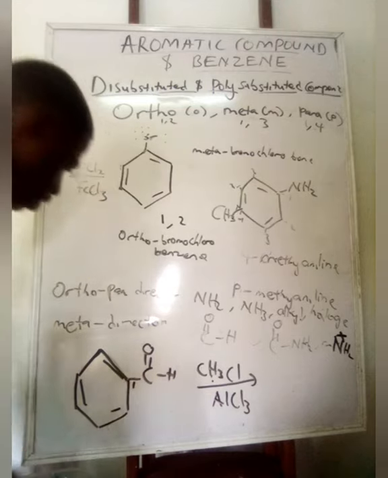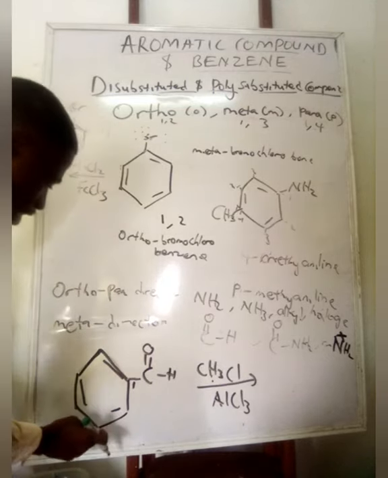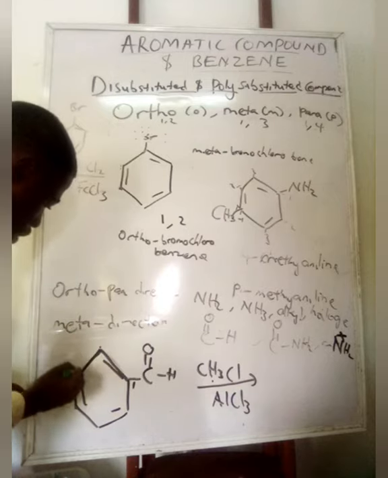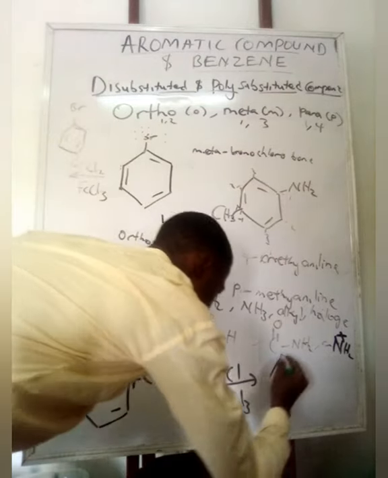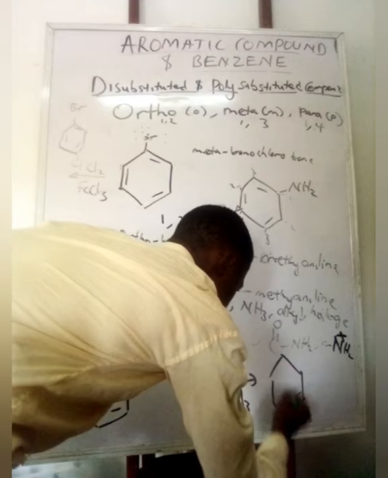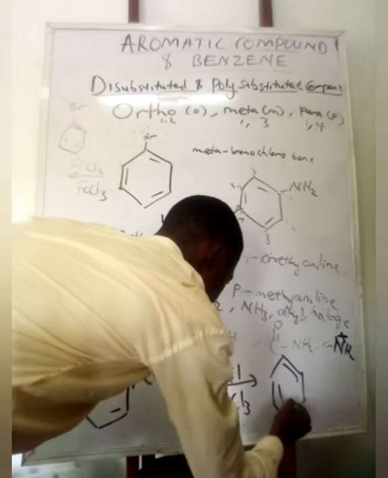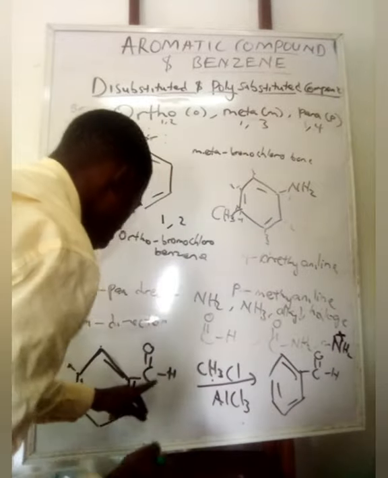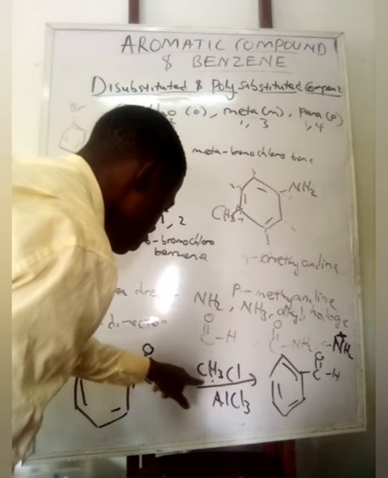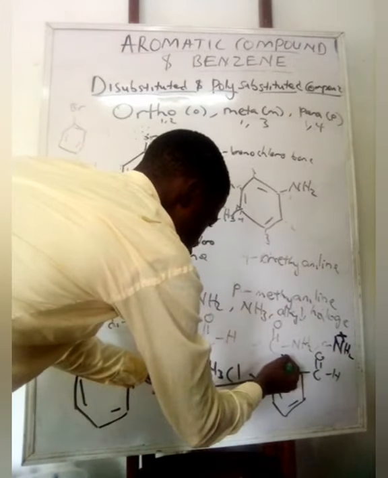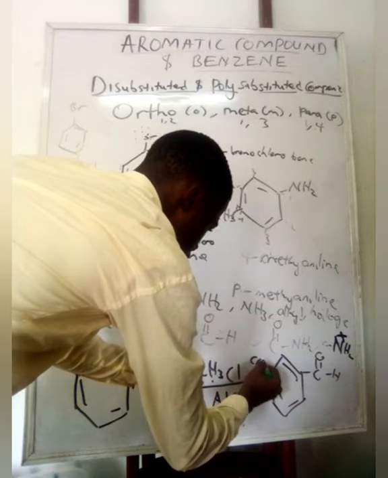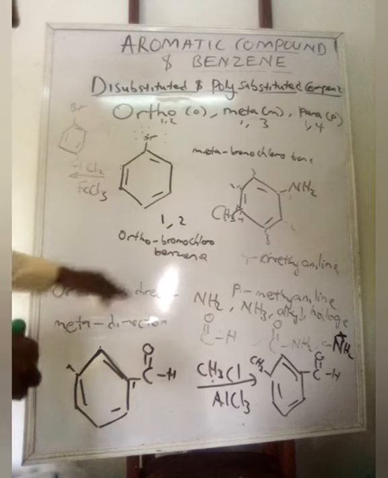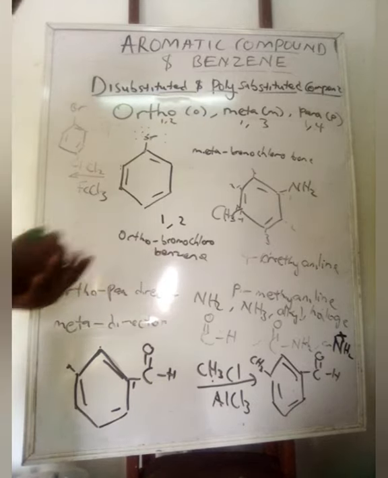Now this is position 1. So now 2, 3. Then it can be attached to this position, or maybe 1, 2, 3, or this position. So we have something like this: 1, 2, 3, 4, 5. This is a meta director. Therefore your CH3 is attached to position 3. So that is the business of ortho-para director and meta director.